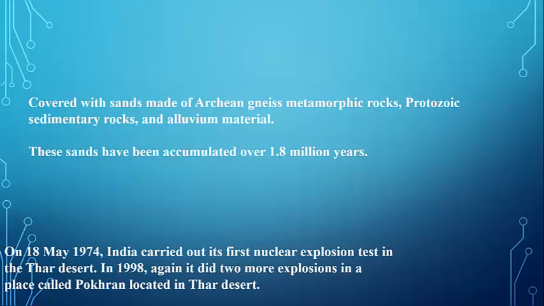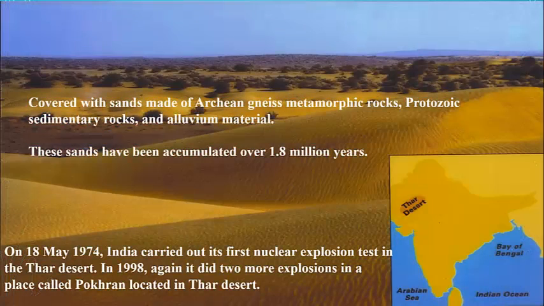To add some more information about the Thar Desert, on 18th May 1974, India carried out its first nuclear explosion test in the Thar Desert. In 1998, again it did 2 more explosions in a place called Pokhran, located in Thar Desert.